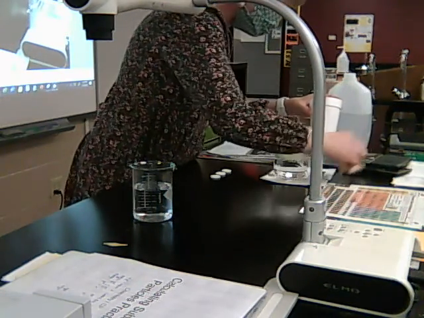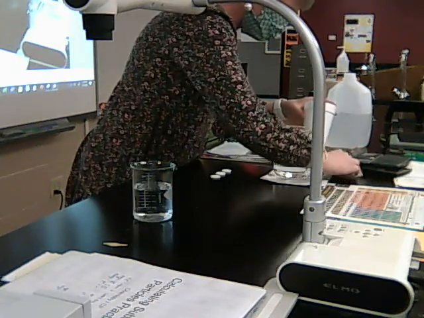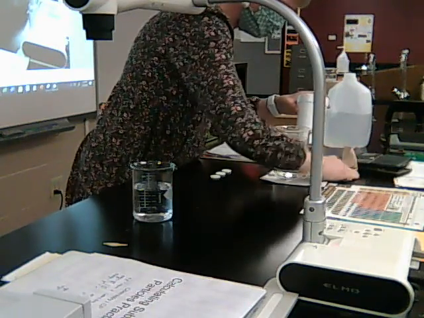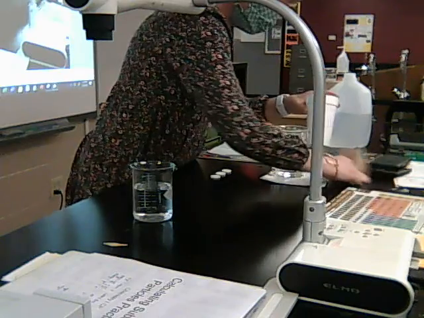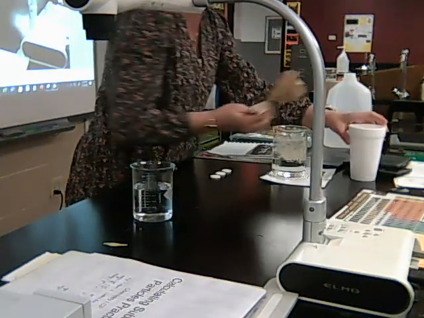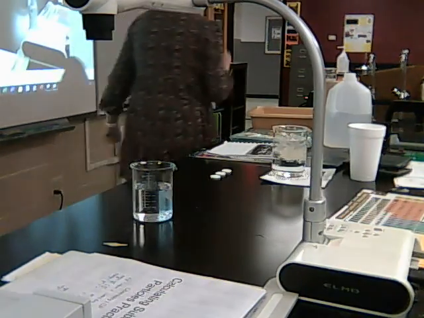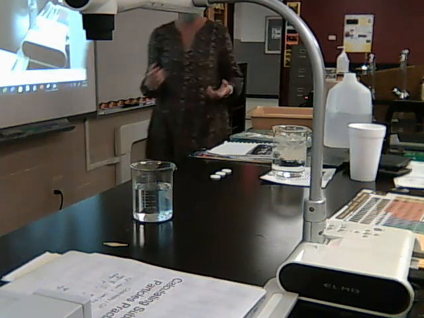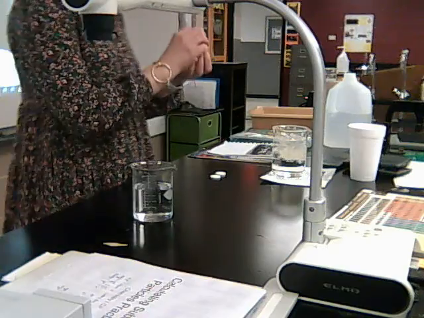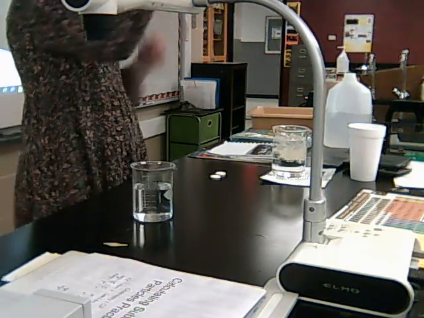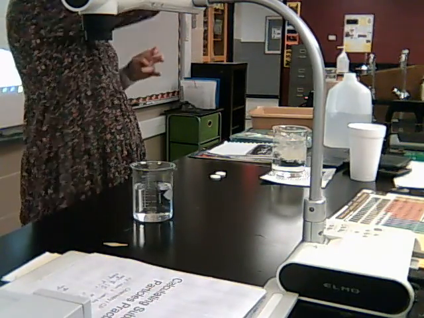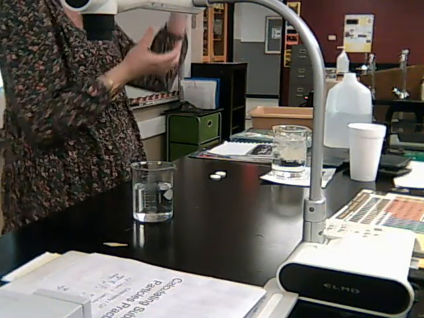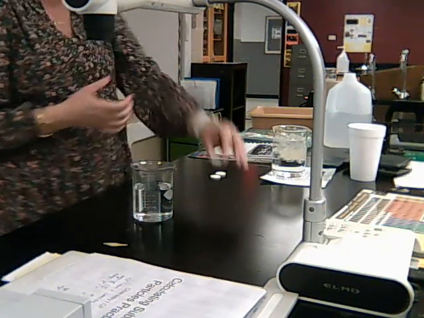Now, we said we were going to test the surface area. So the next thing I'm going to do is decide what surface areas I want to use. The first surface area I'm going to use is just a whole tablet. So I'm going to use an entire tablet, and I'm not going to do anything to it. I'm just going to leave it alone. That's going to be my first trial, my first group or first test.